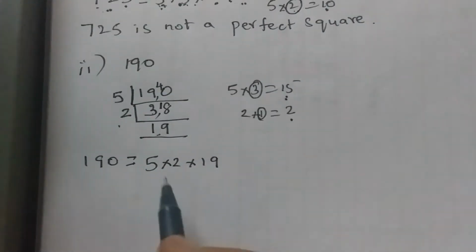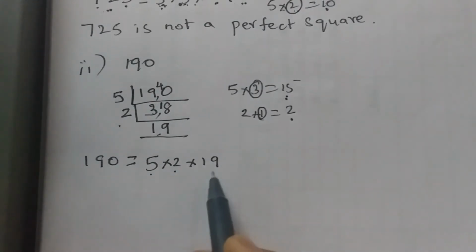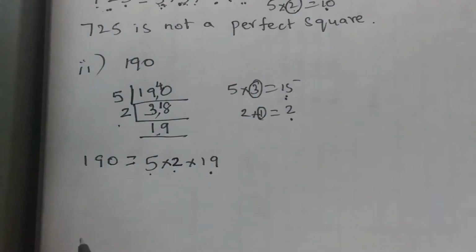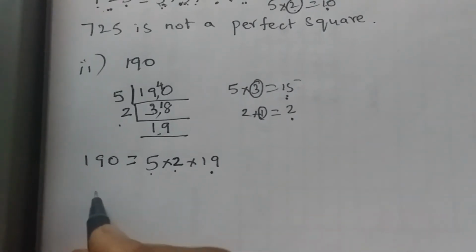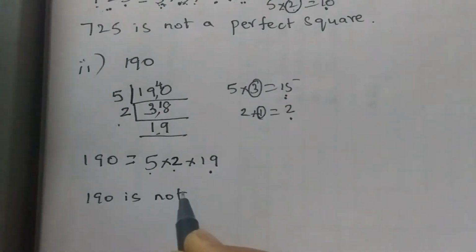So just check, do you have two same factors? There is only one 5, only one 2, only one 19. We don't have two factors of the same kind, so we cannot group them into 2's. So is it a perfect square? Can you call it a perfect square? No. So 190 is not a perfect square.